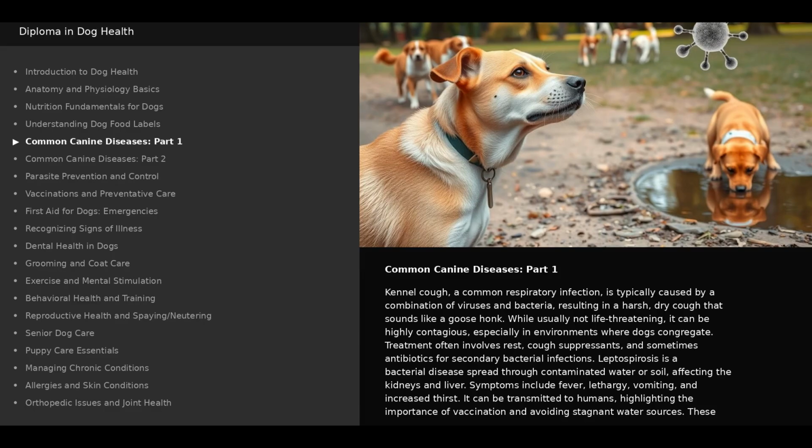Leptospirosis is a bacterial disease spread through contaminated water or soil, affecting the kidneys and liver. Symptoms include fever, lethargy, vomiting, and increased thirst. It can be transmitted to humans, highlighting the importance of vaccination and avoiding stagnant water sources. These diseases underscore the need for preventative care.